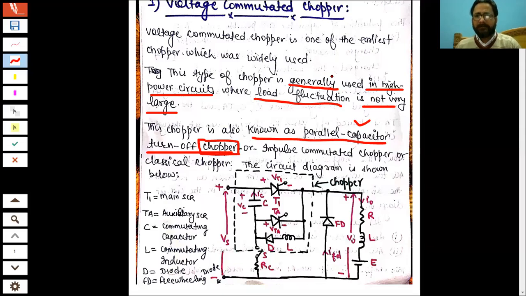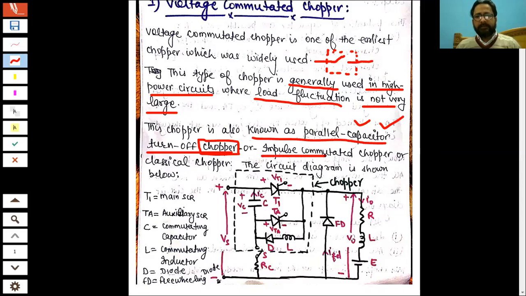Up till now, we have seen in chopper circuitries that the chopper is shown in a square box like this. But this chopper circuit is an elaborated circuit, which we will study today. The voltage commutated chopper is also known as the parallel capacitor turn off chopper, meaning the capacitor is used to turn off the chopper. How? That we will study.